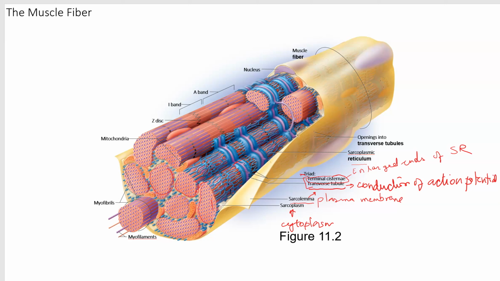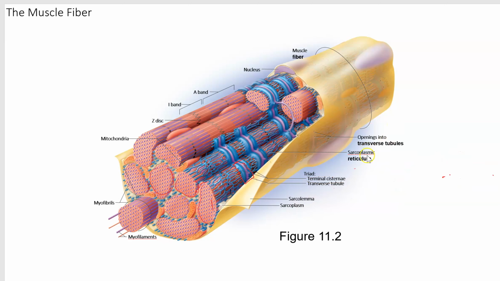So this structure that you're seeing over here, two ends on each side of the transverse tubule are this terminal cisternae, and sandwiched in between the two is the transverse tubule. Okay, and this together is called the triad. Now, what is the function of sarcoplasmic reticulum? If you remember, they store calcium ions. So they store calcium ions, and calcium ions are very important for muscle contraction. Hammer this into your head. Calcium ions important for muscle contraction.